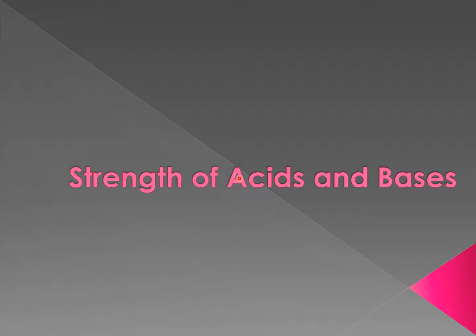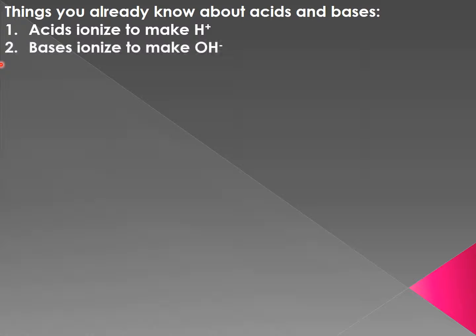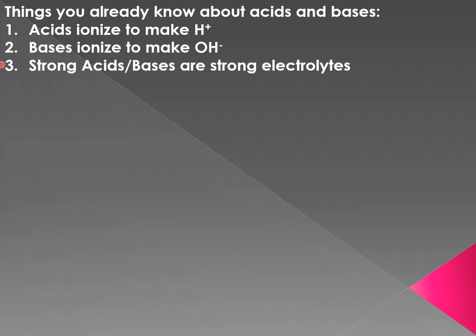Today we're going to look at the strength of acids and bases. There are some things that we already know about acids and bases. The first of those is that acids ionize to make hydrogen ions, or H+, also called protons. The second is that bases ionize and make hydroxide ions, or OH-. Strong acids and bases are strong electrolytes, meaning they conduct electricity well.